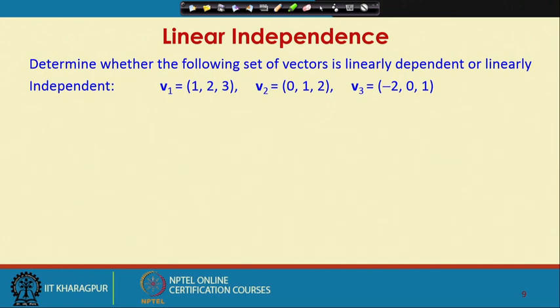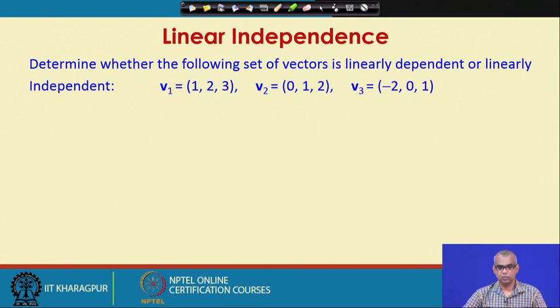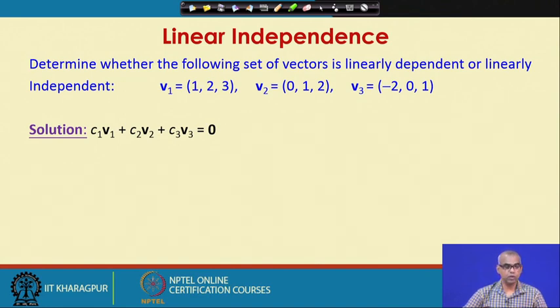Now, let us consider another example. You have the following set of vectors: V1 equal to (1, 2, 3), V2 equal to (0, 1, 2) and V3 equal to (minus 2, 0, 1). Are these vectors linearly dependent or linearly independent? Let us follow the same procedure. If the set of vectors is linearly independent, the sum C1 V1 plus C2 V2 plus C3 V3 will be equal to 0 only when C1 equal to 0, C2 equal to 0 and C3 equal to 0.